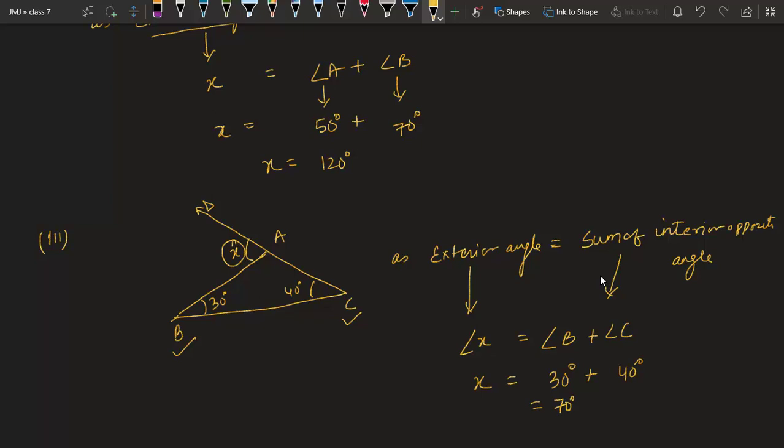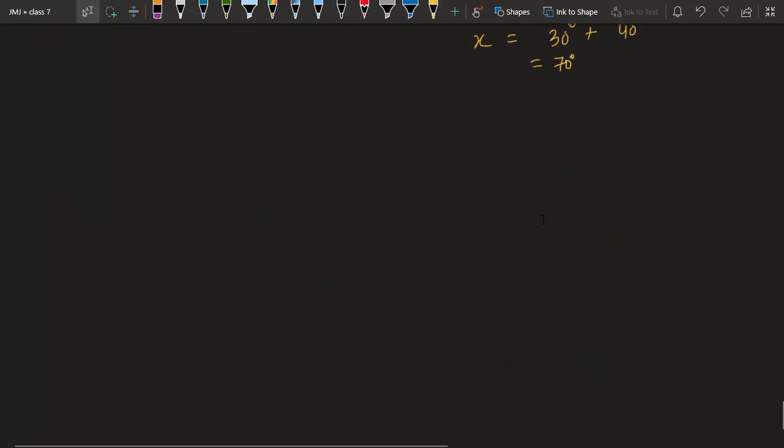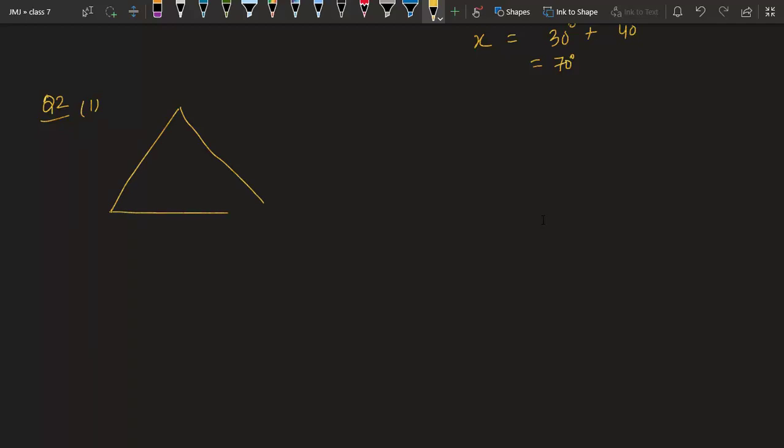These two parts were very easy. Now let me take some little bit complicated one. In question number 2, let us see the first part. We have this triangle like this. Now exterior is given to you, but interior is missing. This is given to you as 50 degree and this one is missing. Now this is given to you as x.